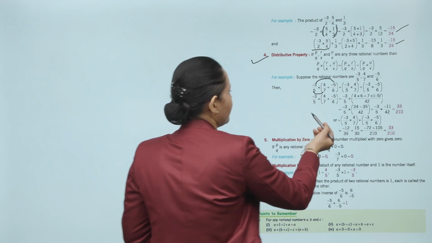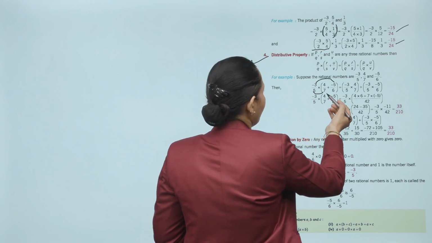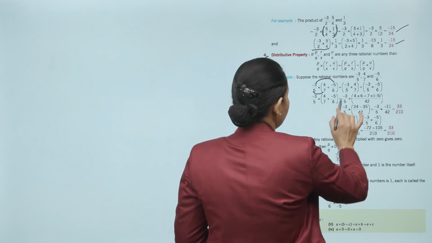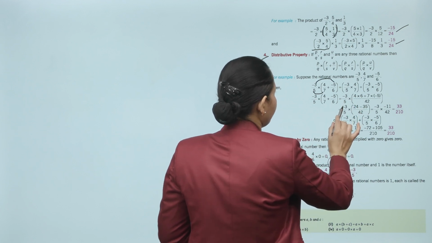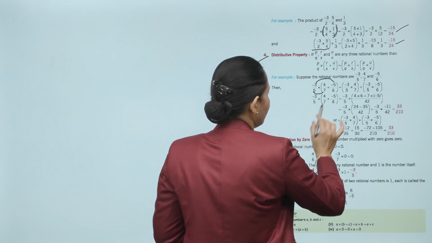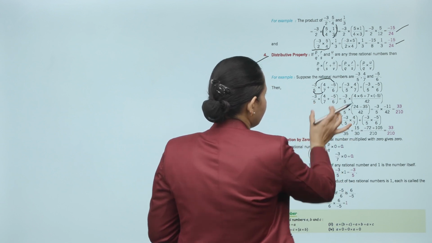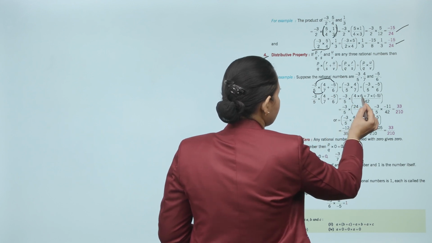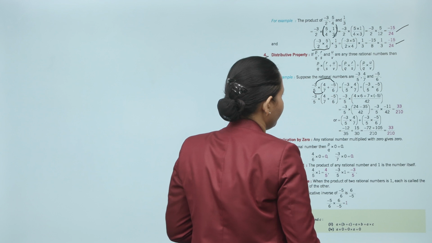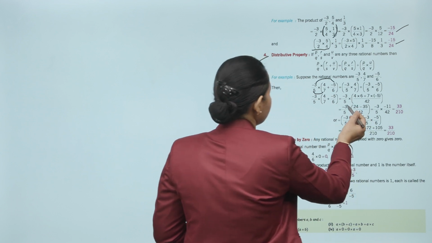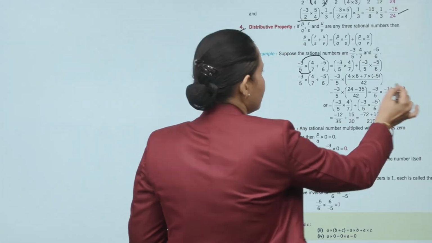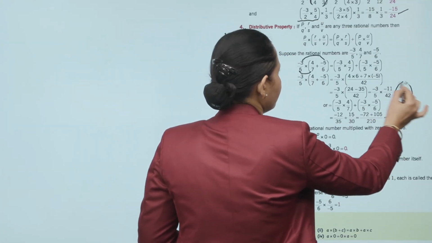So -3/5 multiplied by 4/7 plus -5/6 equals to क्या हो जाएगा, -3/5 multiplied by, here what we have done, हमने इसको यहाँ पे LCM ले लिया, 42, 4 into 6 plus 7 into -5, that is -3/5 multiplied by 24 minus 35/42. So answer is 33/210.